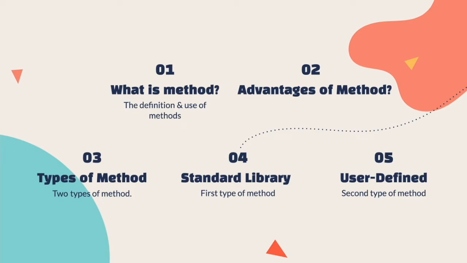So we have 5 contents, which is very little. The first one is what is method, which consists of the definition and use of methods. The second one, advantages of method. The third one, types of methods. The fourth one is standard library, which is the first type of method. And the last one, number 5, user defined method, which is the second type of method. Alright, let's continue to the first content.